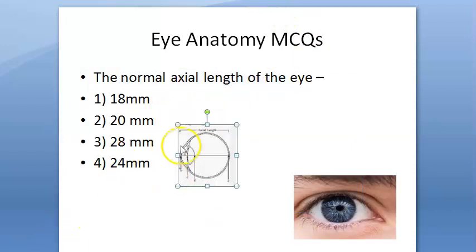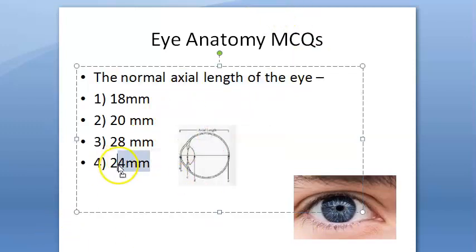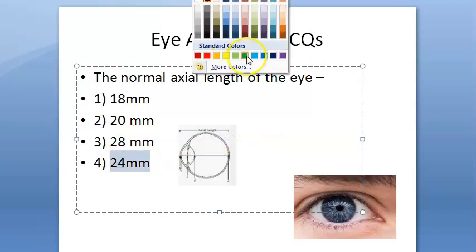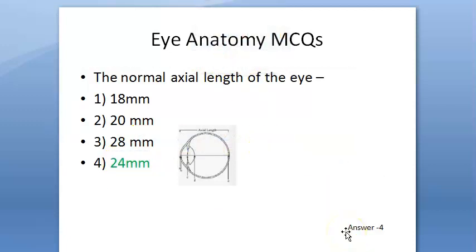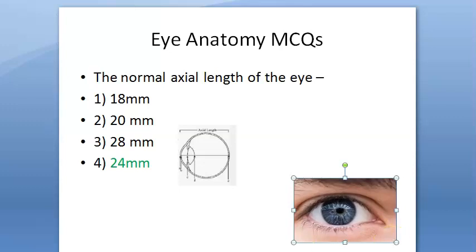So the normal axial length of the eye is 24 millimeter. This is the answer here. Okay. So let's look at the answer. Answer is 24 millimeter. That's nothing but 2.4 centimeter. So you just in your finger, just measure 2.4 centimeter. So you can feel that this is the eye axial length.